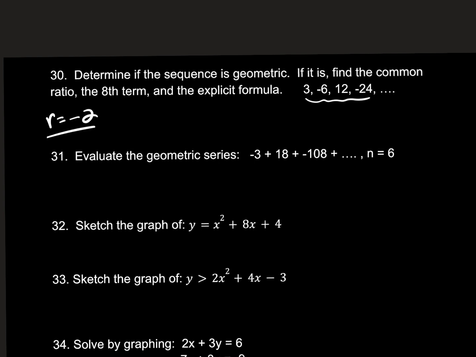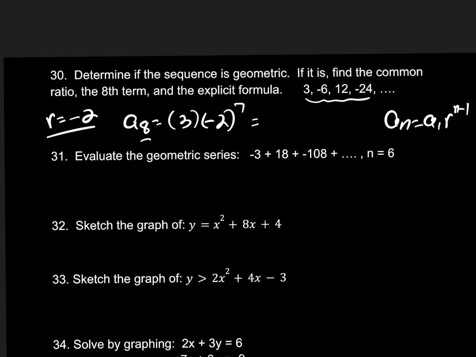That's the common ratio. To find the eighth term, by the way, here's the formula right here: the first term times r to the n minus 1 power. So I'm looking for the eighth term. I'm doing the first term, which is 3, times r, which is negative 2, to the n minus 1. Because n is 8, I'm going to put the 7th power right there.